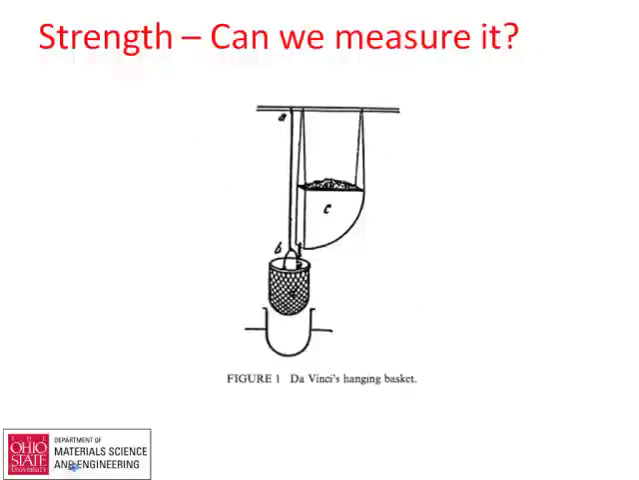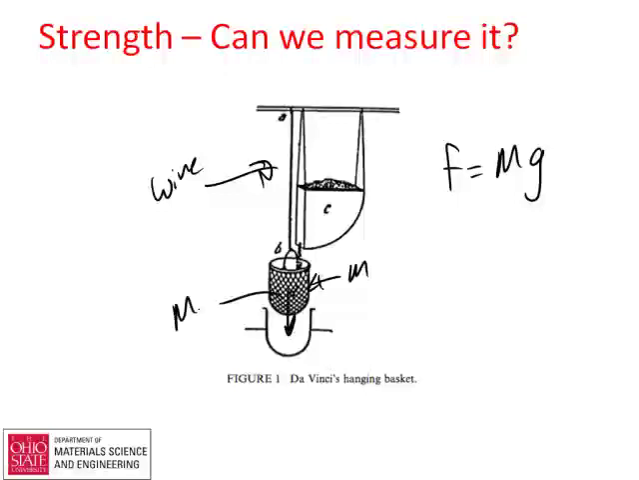So this is actually not a new topic. This was done back in the Renaissance by Da Vinci, and we're going to come up with a lab that very much looks like what Da Vinci did back when. What he did was he had a wire. He'd develop a force, and force is mass times the gravitational constant. So what he'd do is put some mass in there, and then mg is the force that would be put on the wire, and the wire could only take so much force.